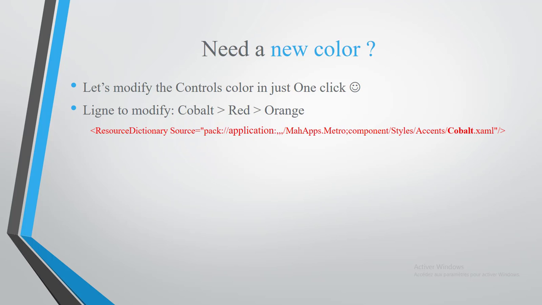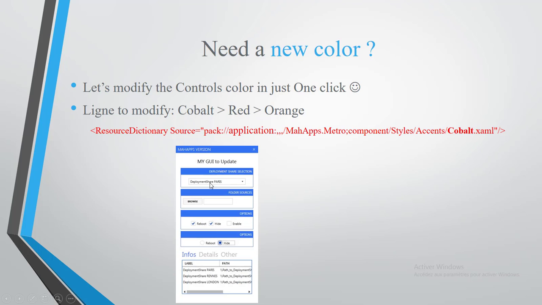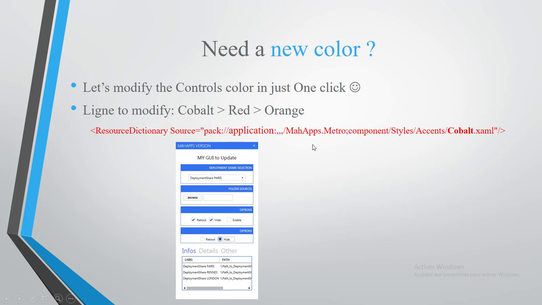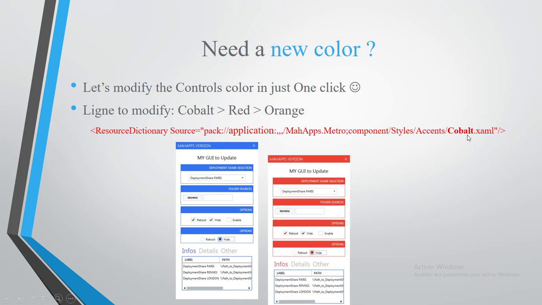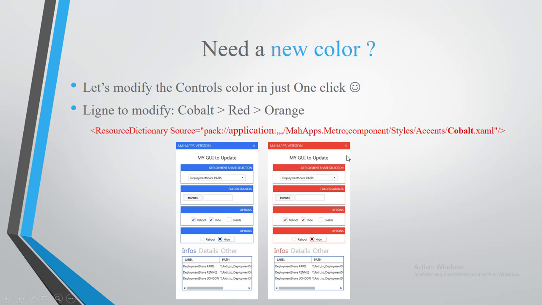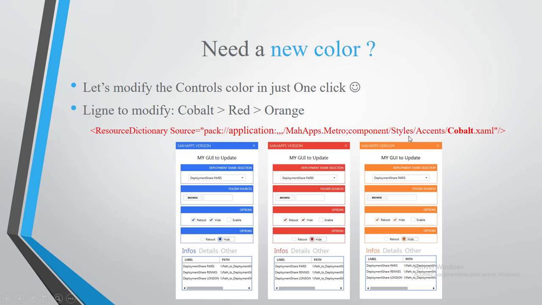So now, if you want to change the color of the control, just change this line. By default here it's in cobalt. If we want to change the color of the control to red, just change cobalt to red. Just like this. It's pretty cool and pretty simple to do. If you want to change cobalt to orange, just put the orange value like this and it's pretty cool.